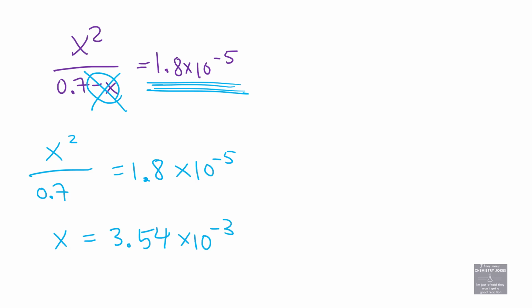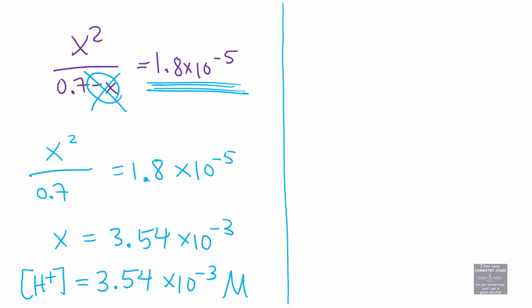Okay. The question back there was, what's the concentration of H plus in 0.7 molar acetic acid? Well, the concentration of H plus is equal to X. So the concentration of H plus is 3.54 times 10 to the negative 3 molar. Done.